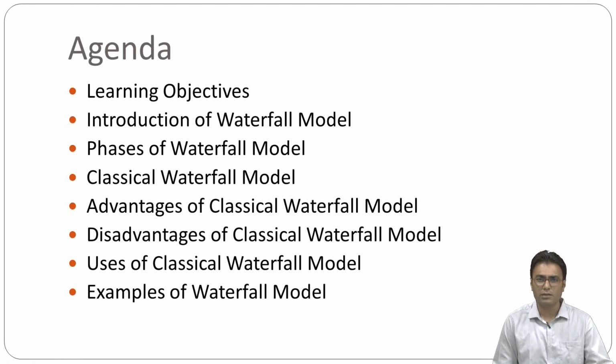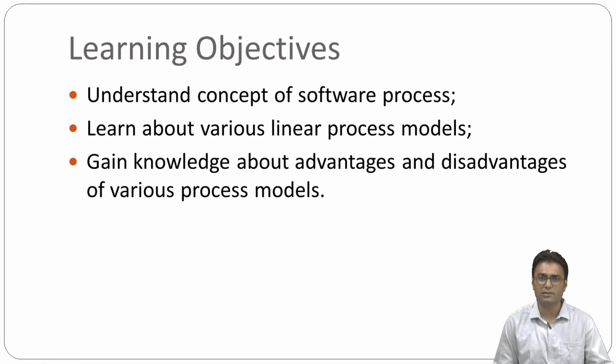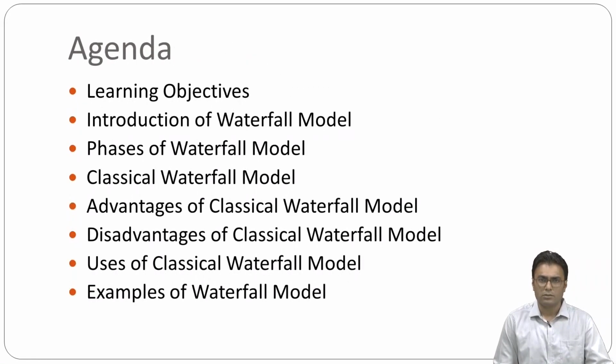So, when you learn this chapter, you will be able to understand the concept of software process, then you will also learn about various linear process models, and at last you will gain knowledge about advantages and disadvantages of various process models. Then we will see phases of the waterfall model, then the classical waterfall model, its advantages and disadvantages, then some of the uses of the classical waterfall model, and at last some examples of the waterfall model.